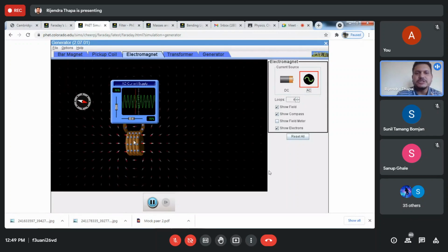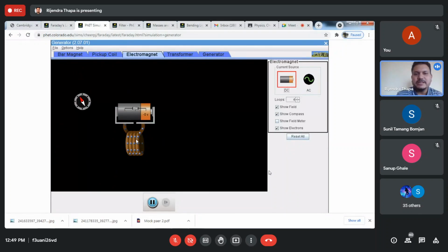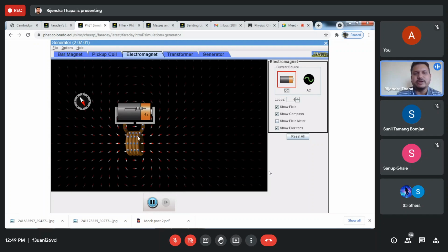When these charged particles oscillate, then what happens? A magnetic field is created. Now let's take this DC. Here there is no movement of the charge, so we don't find any magnetic field. But on applying the voltage, this charge starts flowing, right? This voltage will drive the charge, and as the charge starts flowing here, the magnetic field is created.